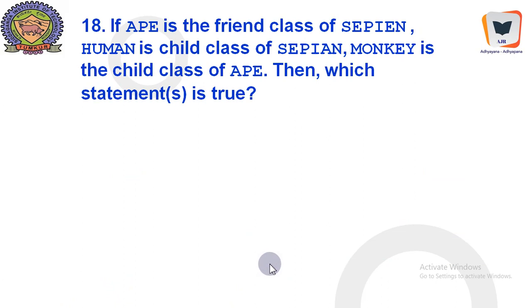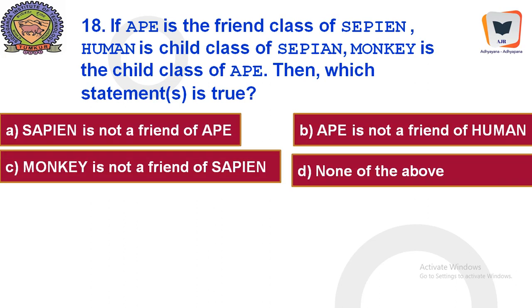18. If ape is the friend class of sapien, human is the child class of sapien, monkey is the child class of ape, then which statements are true? Let us see. Sapien is not the friend of ape, sure. Ape is not the friend of human, sure. Monkey is not the friend of sapien, that is also correct. Therefore the three answers must be correct. And friend function, actually there can be some other class which can be a friend of the other class.